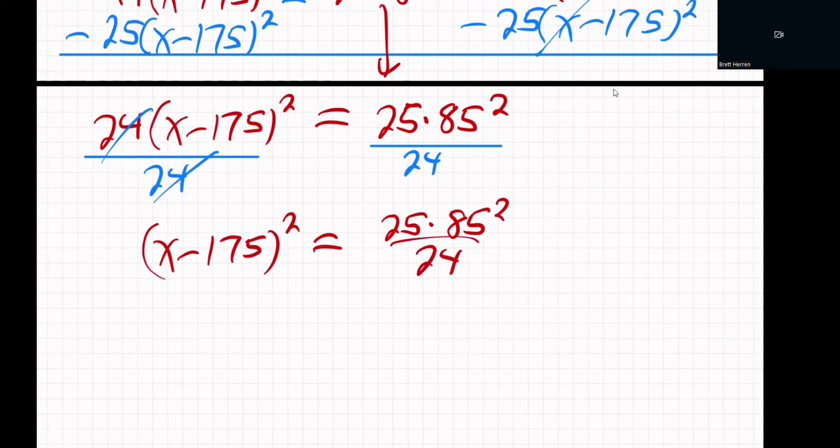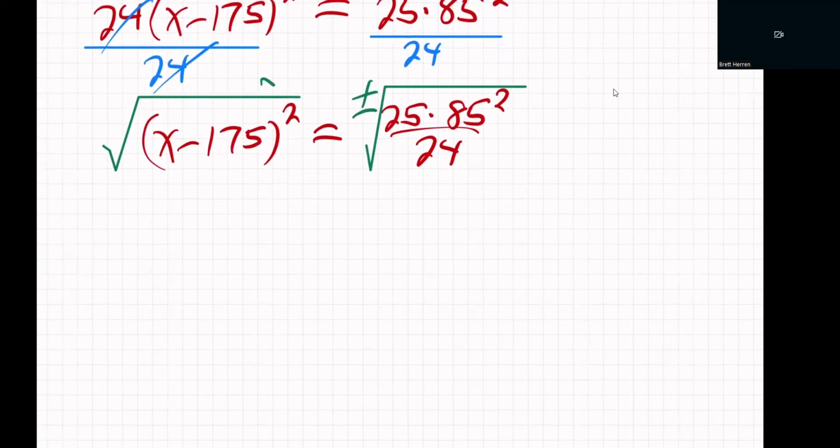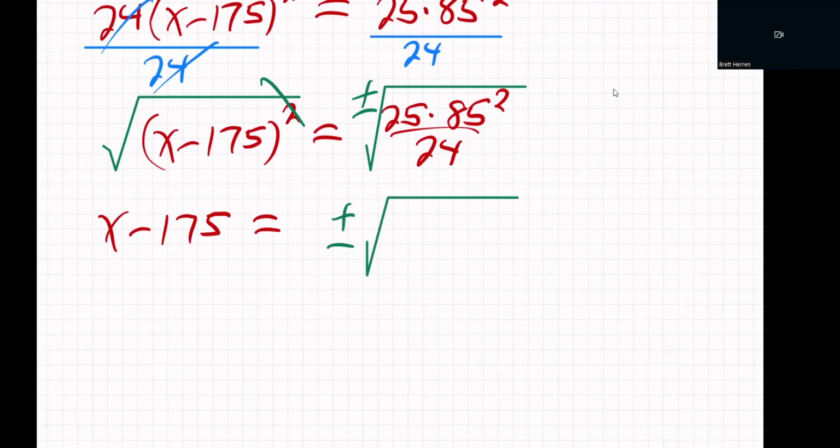No need for calculations. Okay, now I'm going to square root both sides. Now remember, when you put a roof on the house, up and down the ladder. Got to remember that, really important, right? Whenever we put a root on both sides, it's plus or minus because that'll be important here. These will cancel. So we get x minus 175 equals, and I'm just going to leave this, plus or minus the square root of 25 times 85 squared over 24.